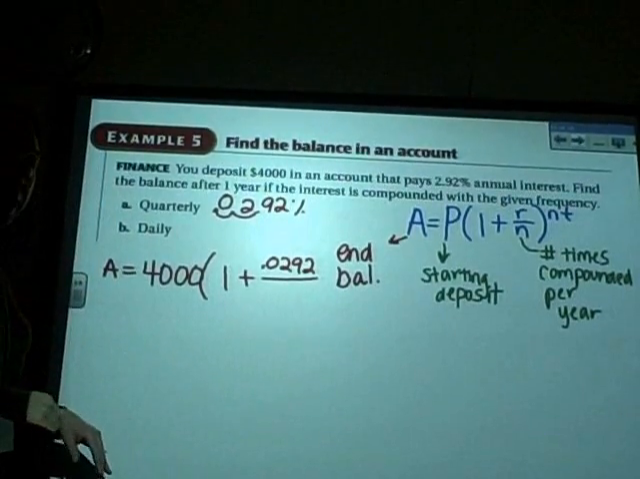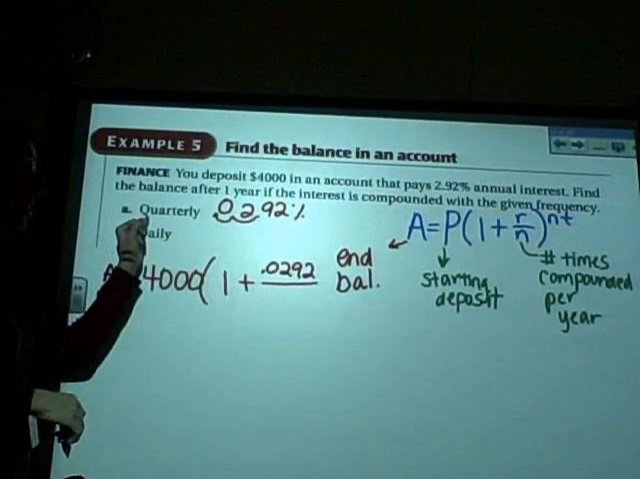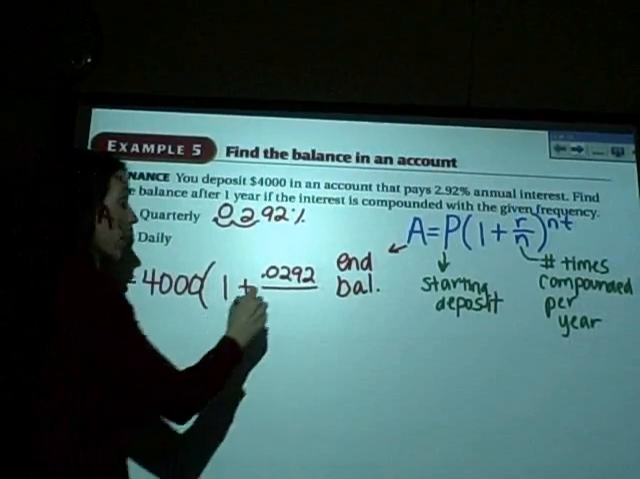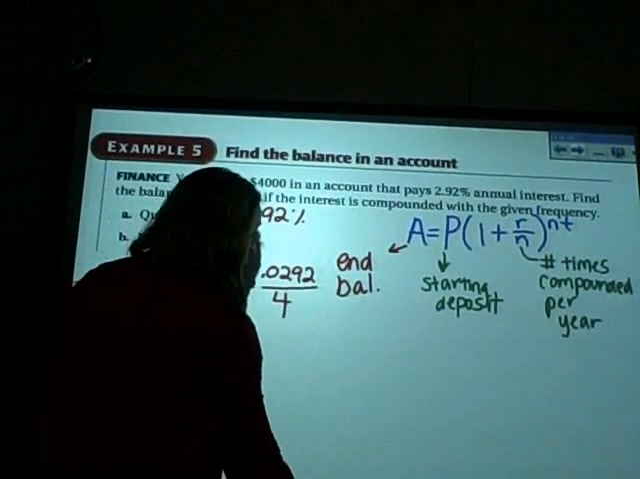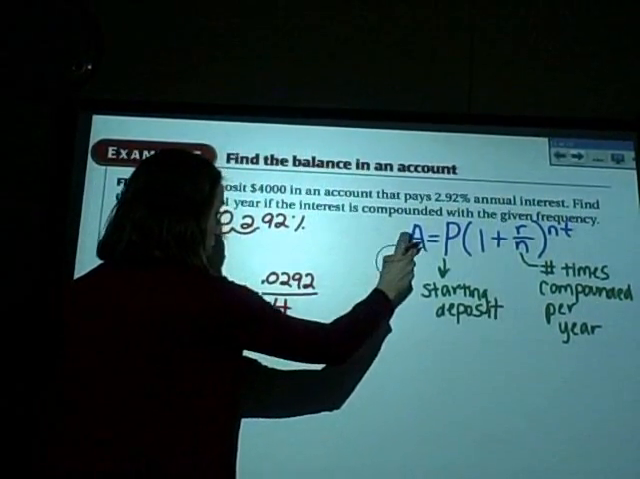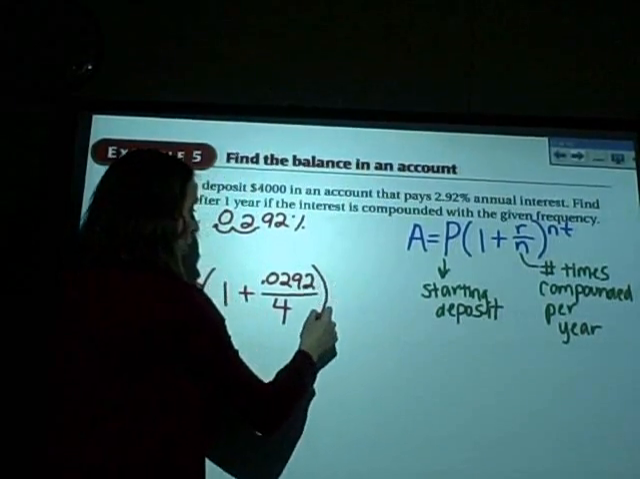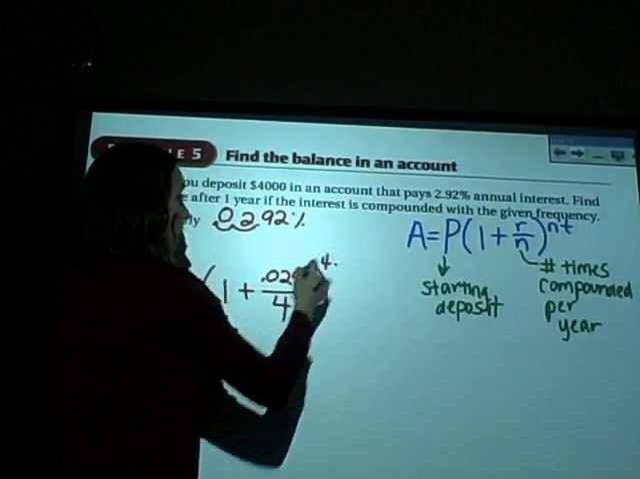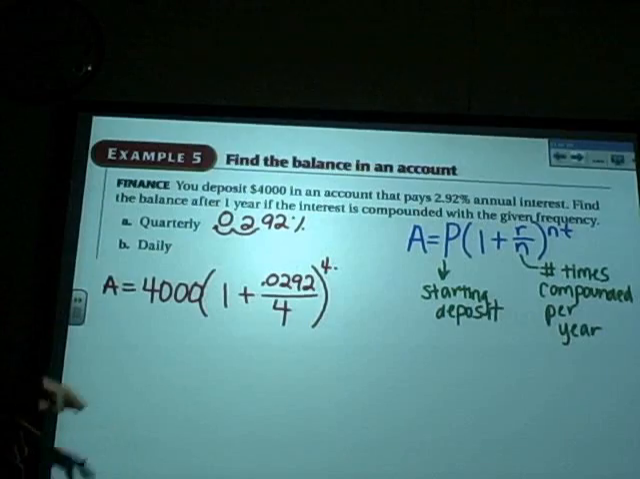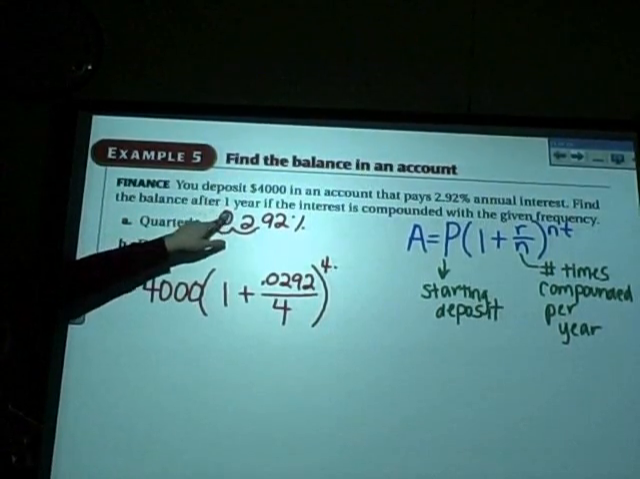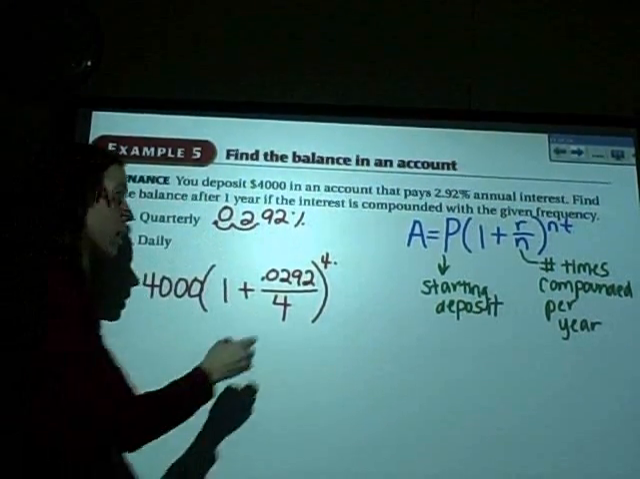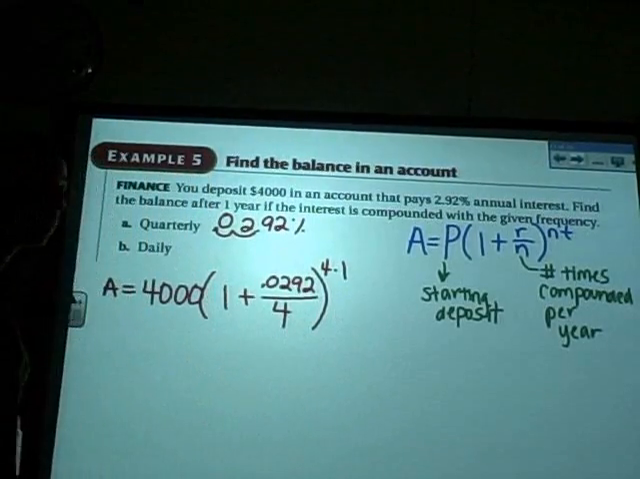N is the number of times compounded per year. This is quarterly. That's going to be 4 times a year. And I'm going to erase this, give me a little bit more room. Again, this is 4 times a year. And it tells me, find the balance after 1 year. So my T is going to be 1.